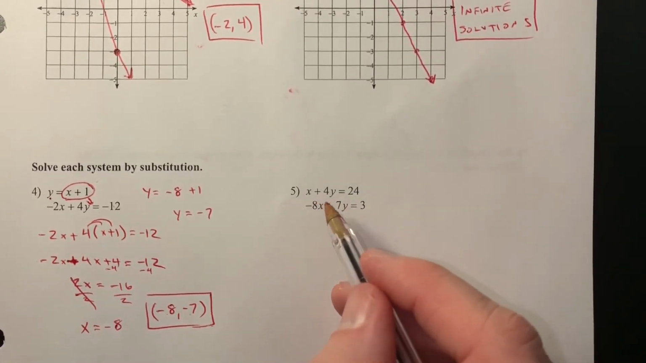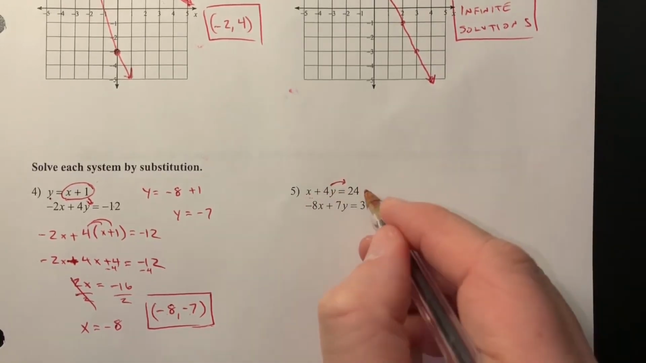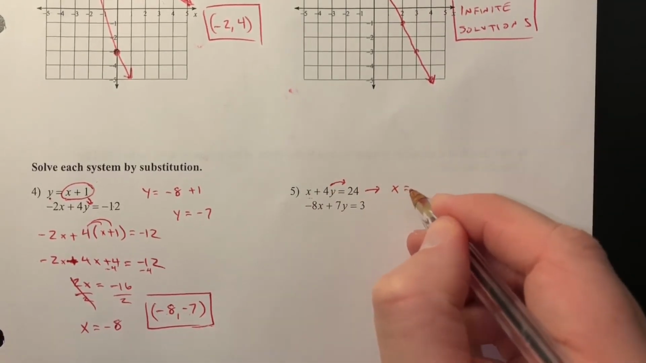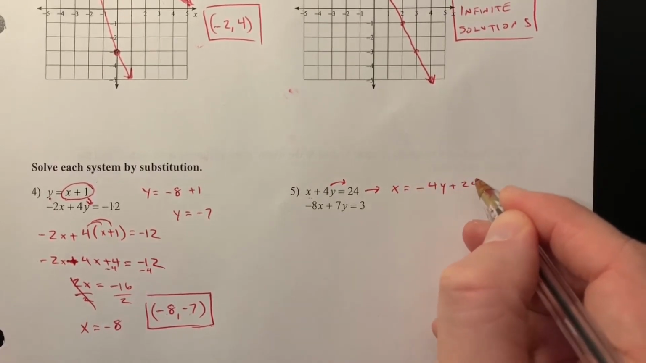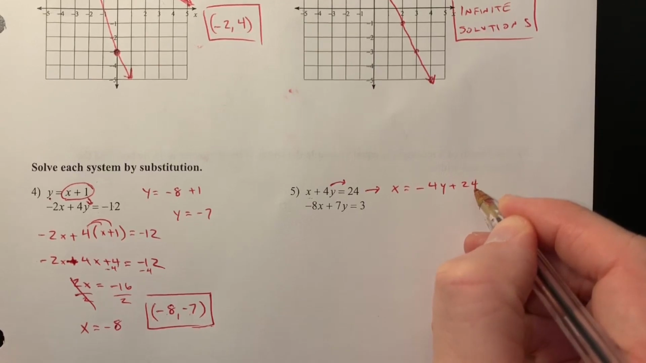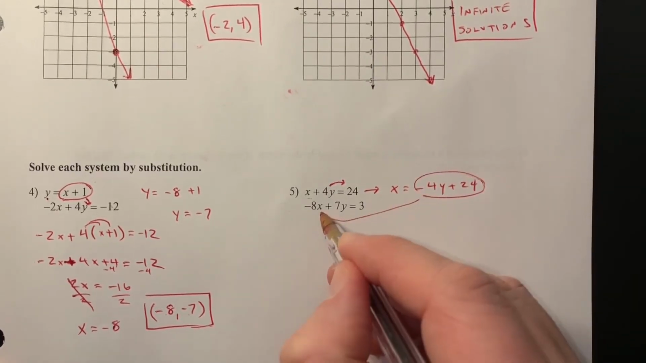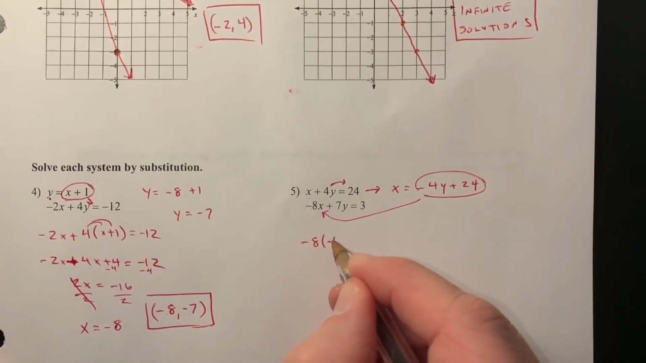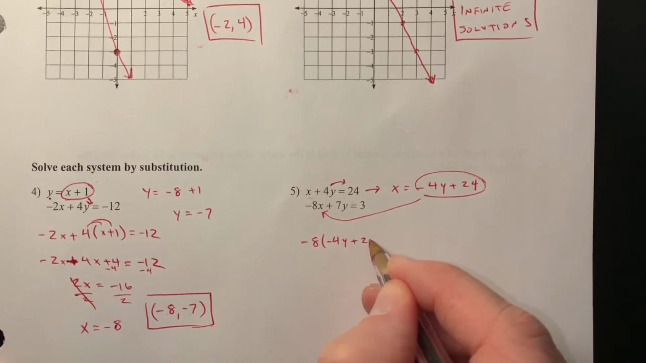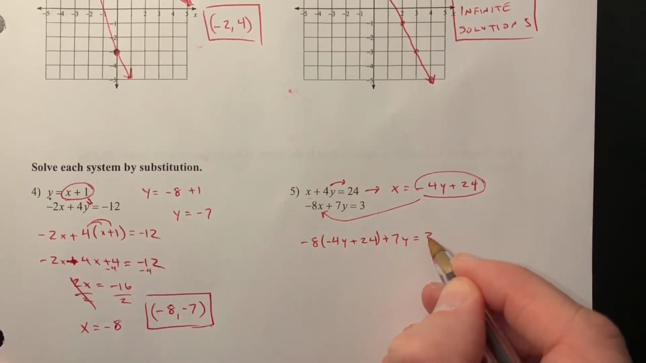So for number 5, I can get x by itself pretty easily by moving this 4y to the other side. So I'll get x equals negative 4y plus 24. And I can plug that in for this value of x right here. So I get negative 8 times (negative 4y plus 24) plus 7y equals 3.